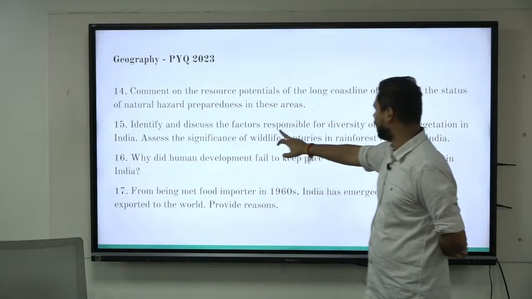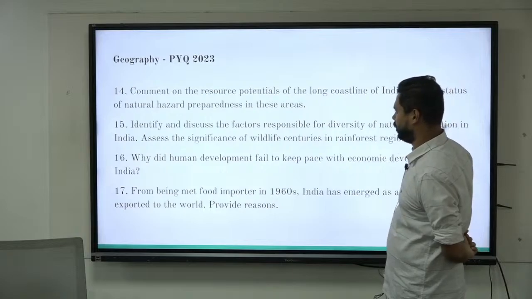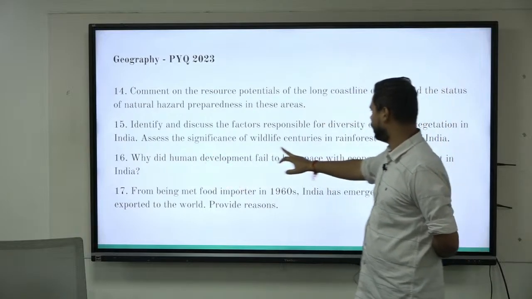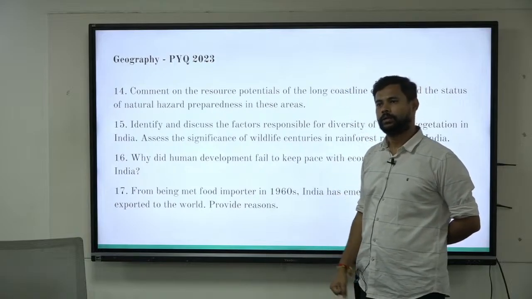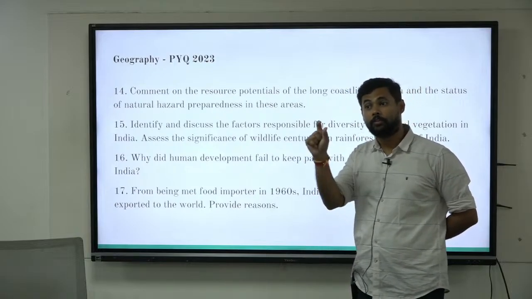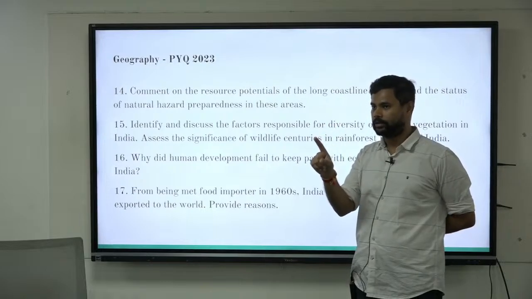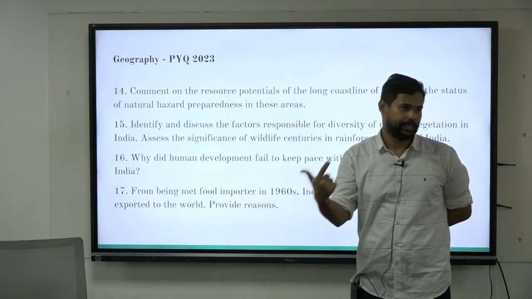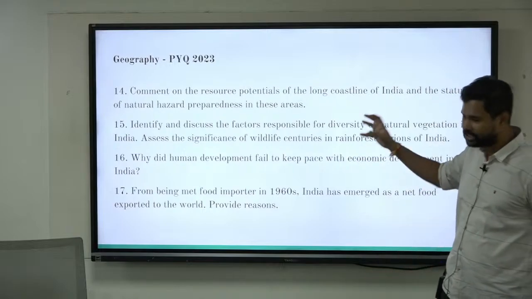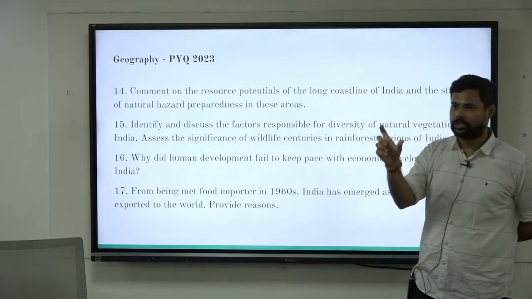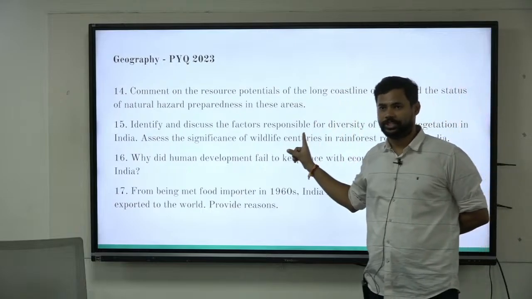Identify and discuss the factors responsible for diversity of natural vegetation in India. Assess the significance of wildlife sanctuaries in rainforest regions of India. What is this? Natural vegetation of India. Be clear there. They are asking about natural vegetation of India. No, just the theme. Natural vegetation is the theme. The context is India.